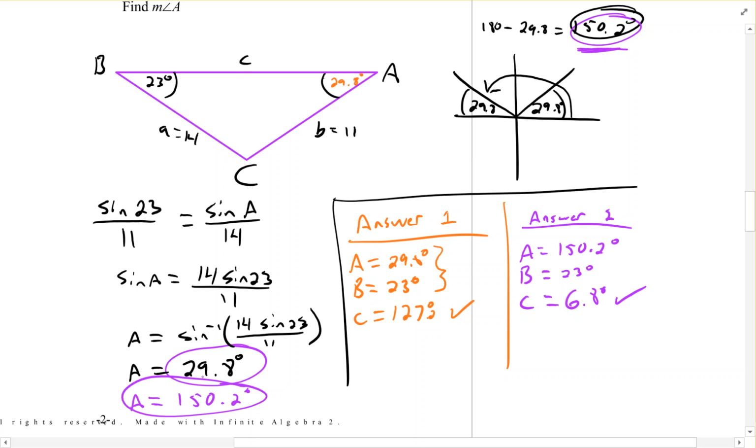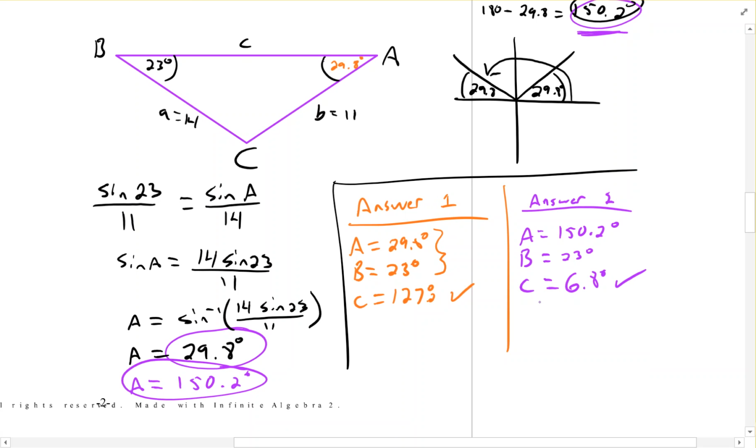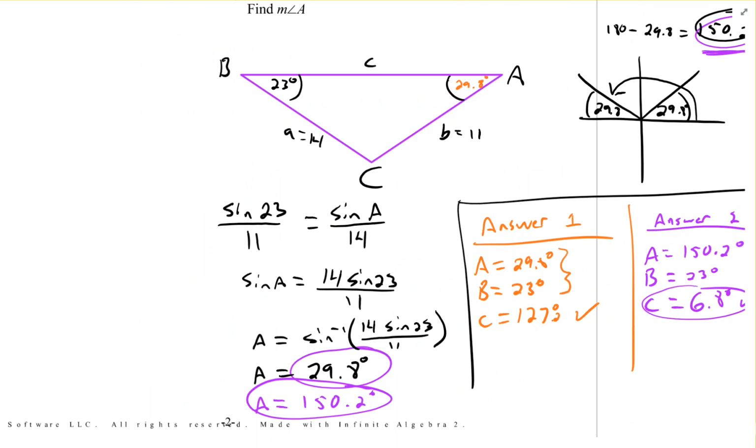Because they both work out. It might not be the case though. You might check here, and let's say for C, you ended up getting a negative answer when you went 180 minus those two. Well, that wouldn't work out then, right? They need to be able to add up to 180. So there are two answers in this case.